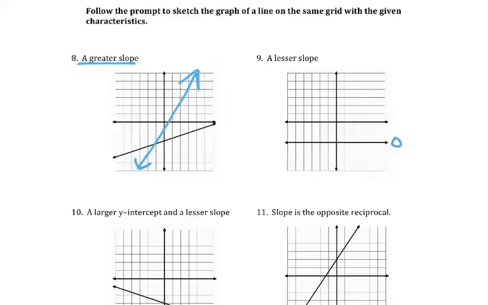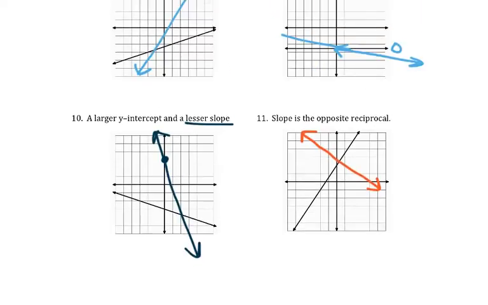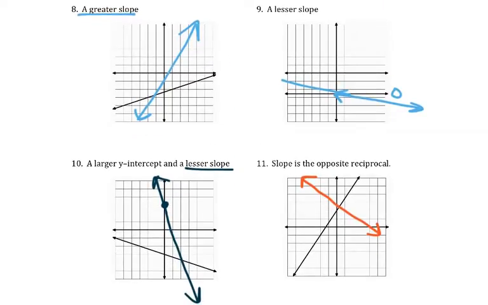Somebody could try to argue that this would be, and I suppose that would be a negative slope, which would be lesser than 0, so we'll call that good. Number 10, a larger y-intercept, so it'd start up higher here, and a lesser slope, so it's going to be more straight down. 11, a slope that's the opposite reciprocal. Opposite reciprocal gives you perpendicular, so you'd have to do something like that. All right, there we go with those ones, guys. It may not look exactly the same, but as long as it's basically the same, we should be good.